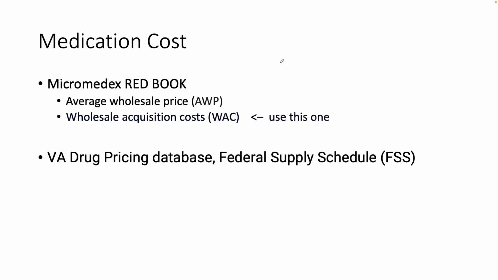So for medication costs, we typically use two sources. One is Micromedex Redbook, and then we also use the VA drug pricing database, which is publicly available data. The VA pricing is going to be lower than Redbook, but Redbook is good too. And then I'll show you in a second, there's a lot of different numbers associated with medication costs, and the one that we typically use is WAC, or wholesale acquisition costs.